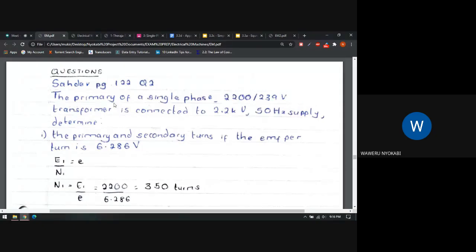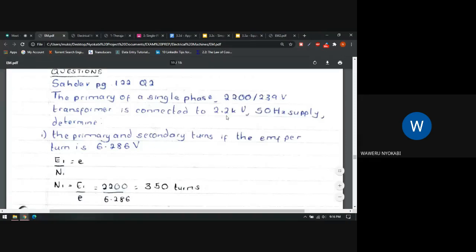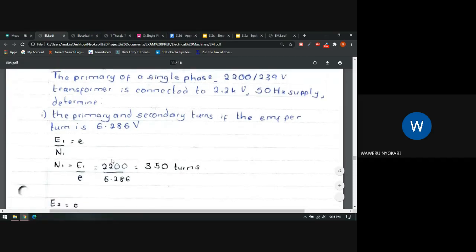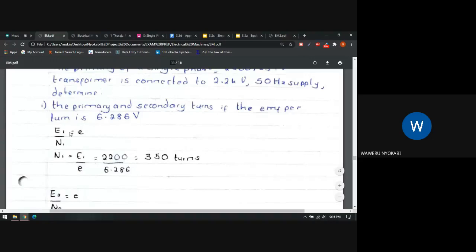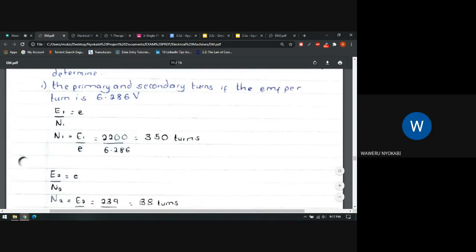It says that the primary of a single phase 2200 to 239 volt transformer is connected to a 2.2 kilovolt, 50 hertz supply. Determine the primary and secondary turns if the EMF per turn is 6.286. This is under transformer basics, which Stephanie did. EMF per turn is equal to E1 over N1, and we're getting the turns. So you just throw in the values and you get the turns. You do the same for the secondary side and you get the number of turns.